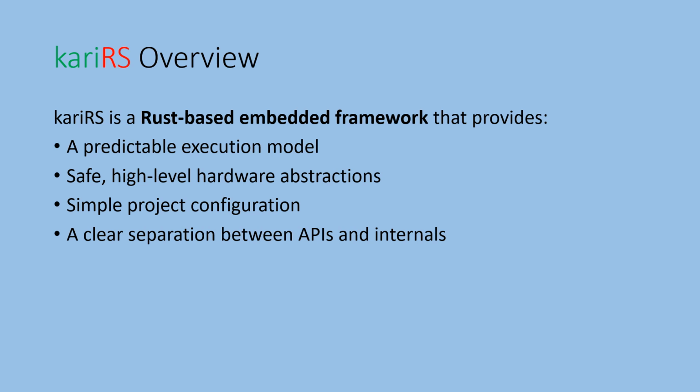That's why we're saying that kariRS is a Rust-based embedded framework that provides, number one, a predictable execution model. The model of kariRS is very predictable and very easy to understand. It is also safe and provides high-level hardware abstractions. You don't need to write the low-level code for registers and everything. You just have to deal with the kariRS high-level APIs and abstraction layers.